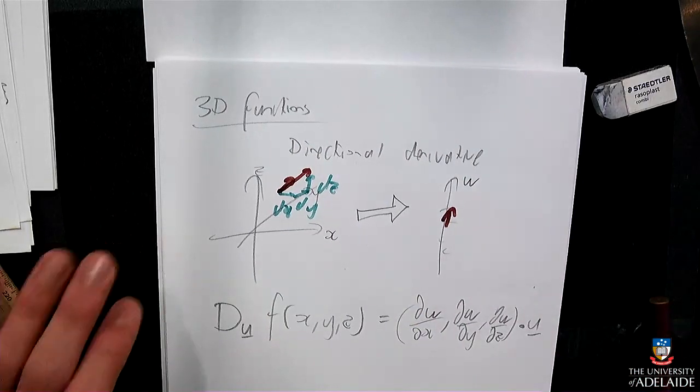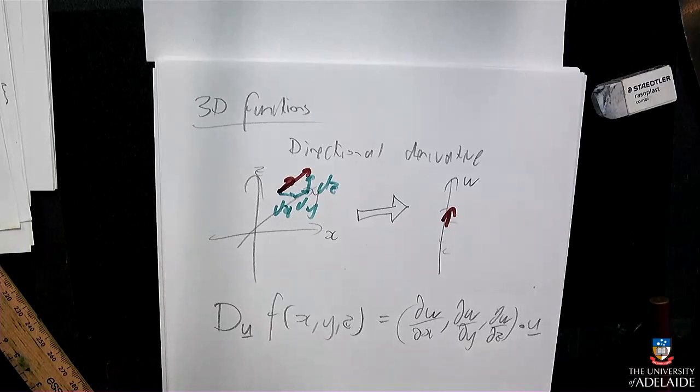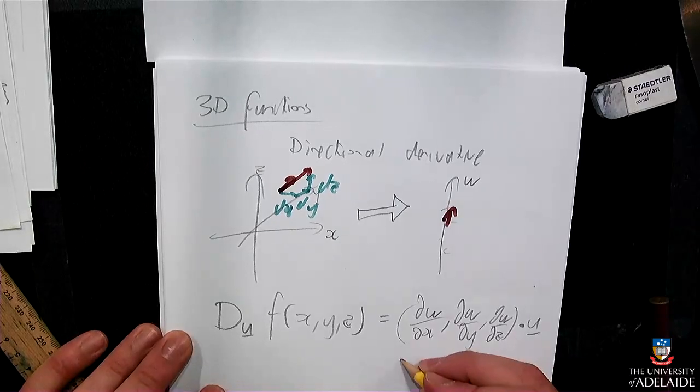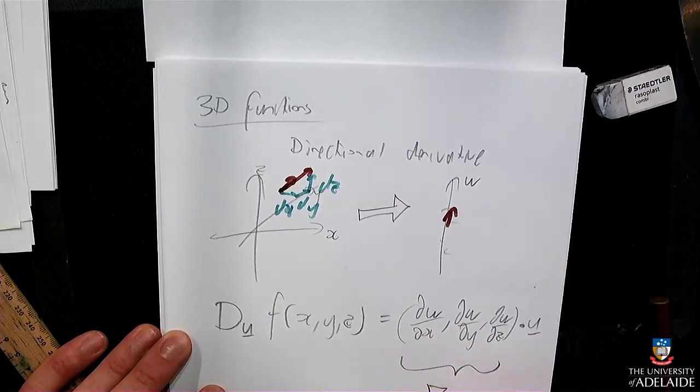And it's still the same as it was before. I just got 3 different directions to move in, and so I have to have 3 different partial derivatives, the same as it was before. So I can analyse 3D functions in the same way. And this thing here is still called the gradient of f.